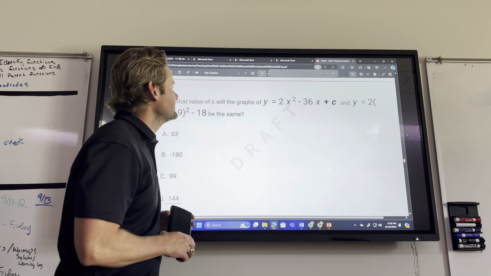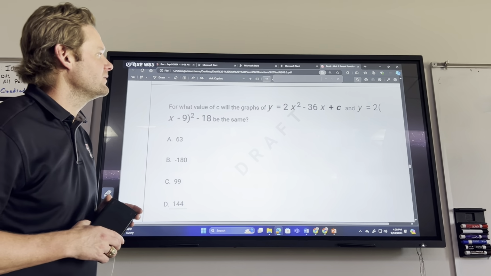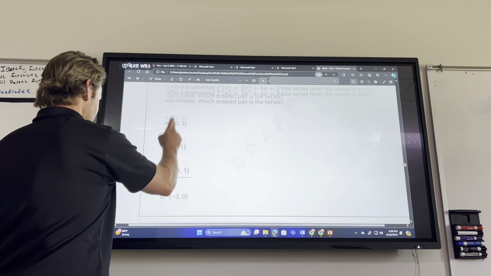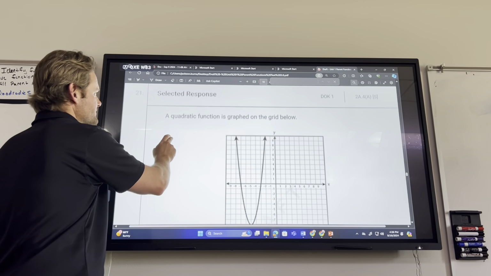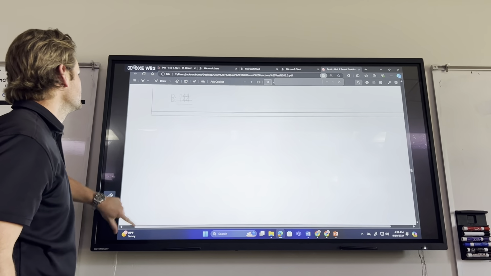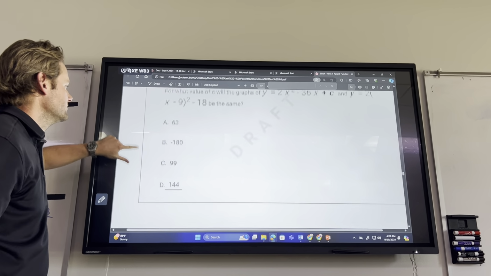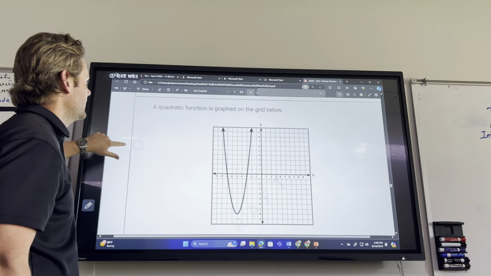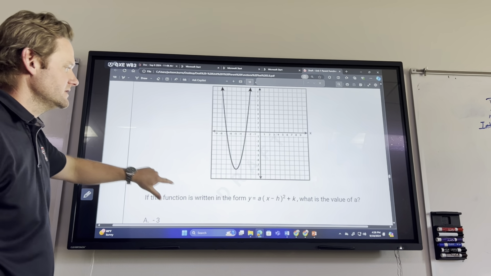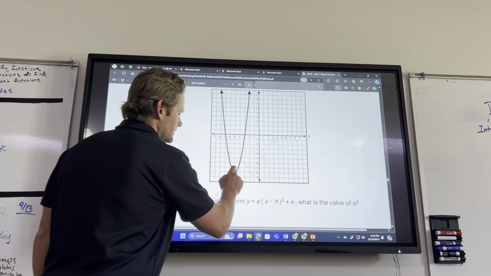For what values of c do the graphs of y equals 2x squared minus 36x plus c and y equals 2 intersect? All right, I'll get rid of that one. 2 of them I'm gonna get rid of. That's fine. 20 I'm getting rid of, 19 I will make easier. All right, it's written like this. What is the value of A? How do I find the value of A?